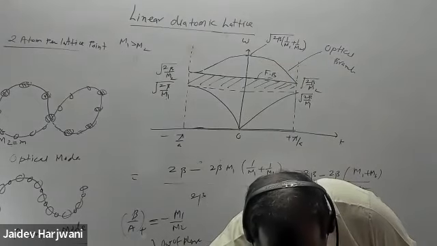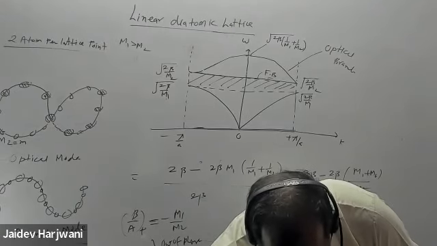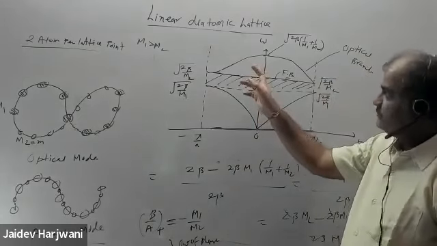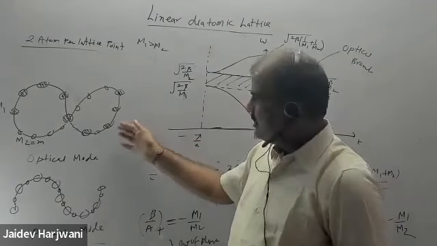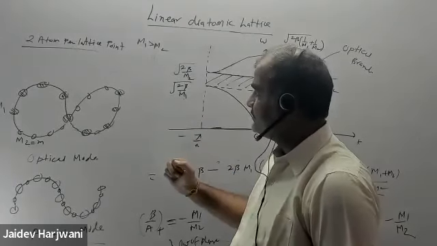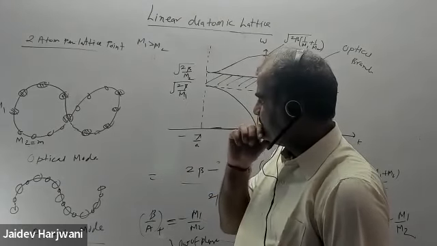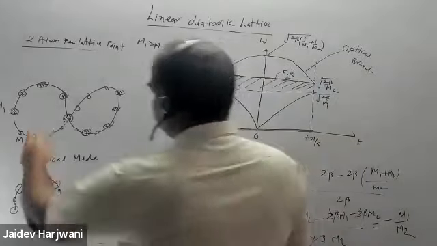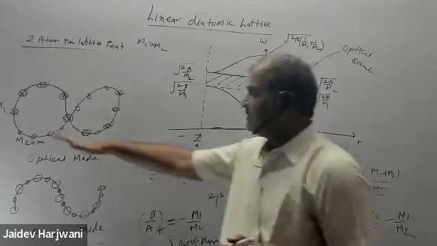Sir, in the optical case, the curve should be more steep, right? Which curve are you talking about? This one? For the lighter atoms, as the amplitude is larger, it should be a steeper curve, right? That you can draw. I have not drawn it this accurately.